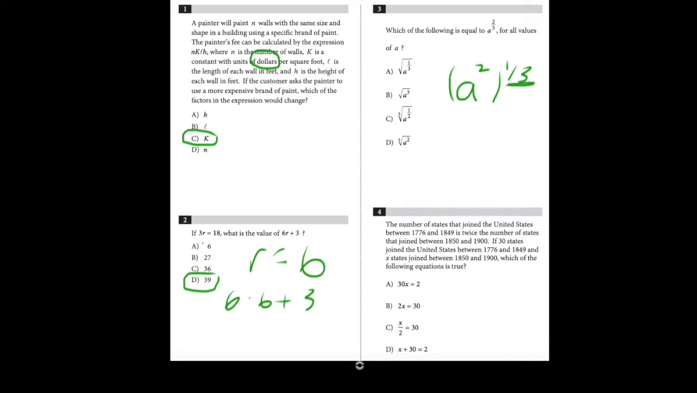So then when we see this with a to the 1 by 3, we know that we can use that as a root, right? Because square root of a is just a to the 1/2. So the same logic here. The cube root of a squared is what this simplifies to, so that's D.